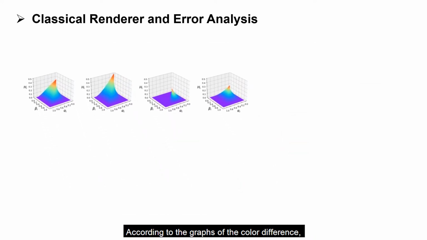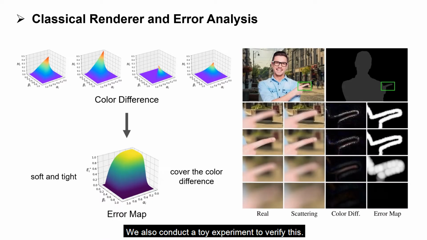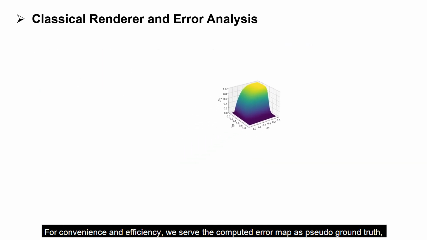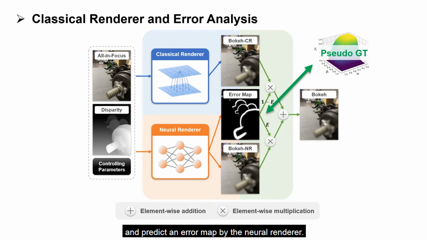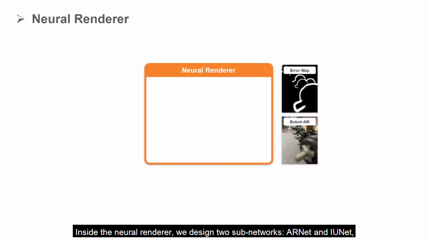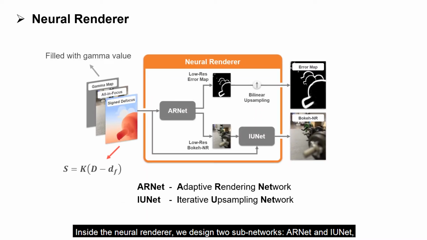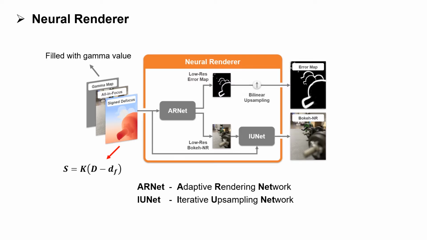According to the graphs of the color difference, we heuristically compute an error map, which is soft and tight, and basically covers the color difference in all cases. We also conduct a toy experiment to verify this. For convenience and efficiency, we serve the computed error map as pseudo-ground truth, and predict an error map by the neural renderer. Inside the neural renderer, we design two subnetworks, ARNet and IUNet, in order to handle the rendering at depth discontinuities and overcome the limitations of the blur range.